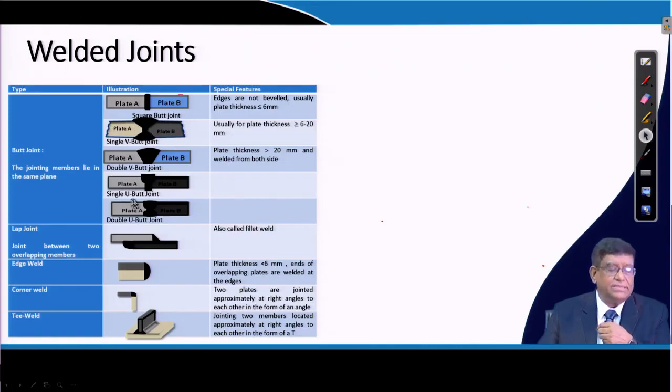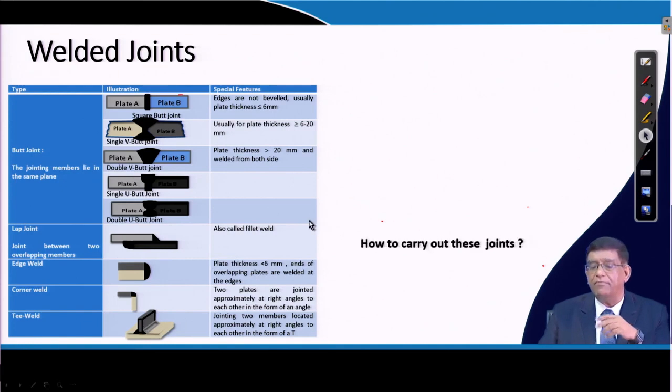Similarly, there is a single U butt joint, where a groove is kept over here, and then the additional welding material is fused over here. So there are lap joints and butt joints, and sometimes T weld, depending on the type of machines you will be constructing, you can have a different type of weld.